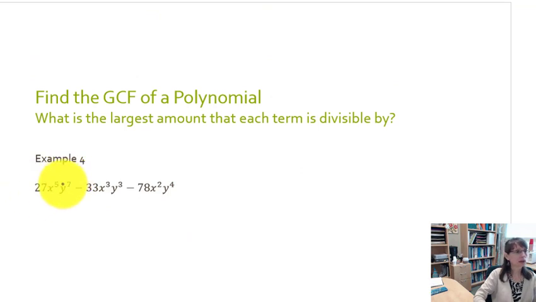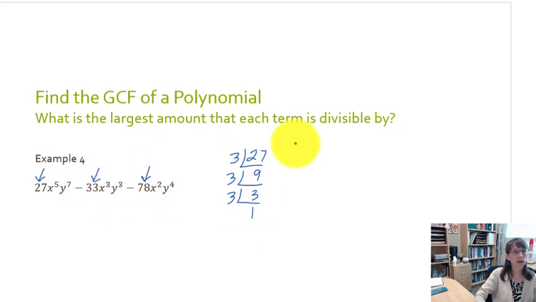For our final example, we have 27x to the 5th y to the 7th minus 33x to the 3rd y to the 3rd minus 78x squared y to the 4th power. So we're curious about if 27, 33, and 78 might have a common factor. So we'll just use our factor ladder. 27 is not even, so I'll start with division of 3. That leaves 9. Dividing by 3 leaves 3. And again, dividing by 3 leaves 1.